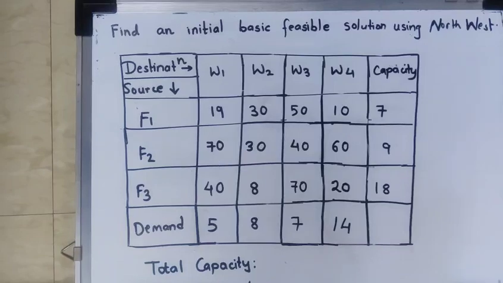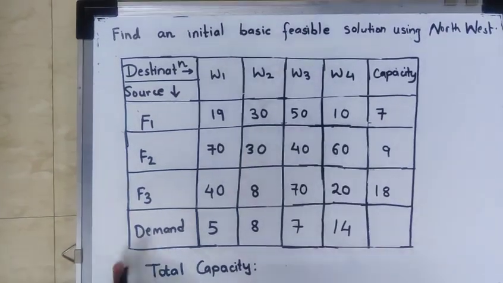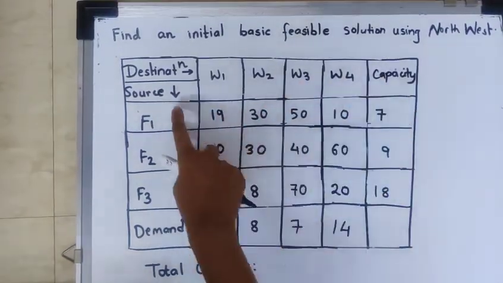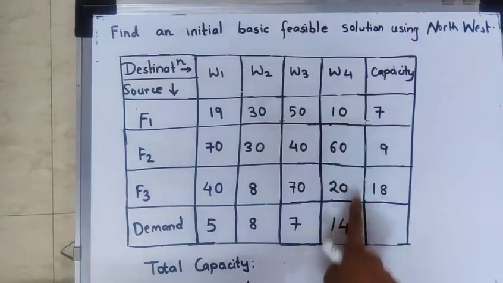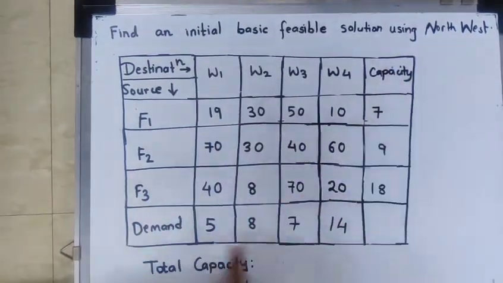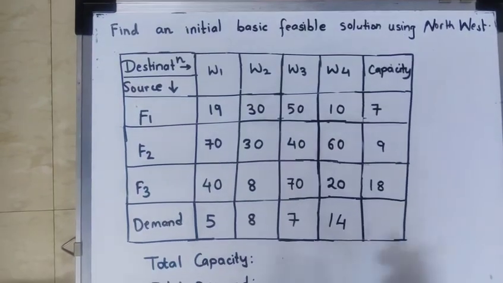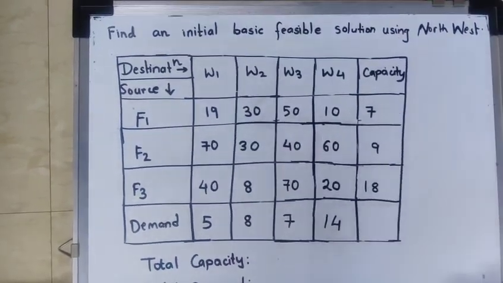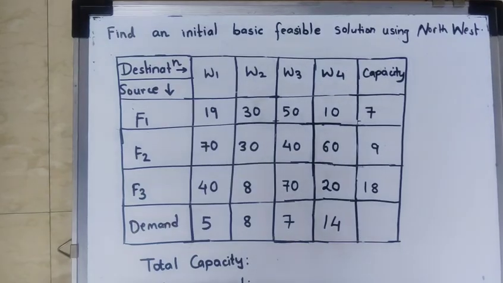First thing is we are given a sum here. We have destinations and sources and the values are given. We have capacity and demand. Now we are going to see how to solve this in a very easy way in just 10 minutes.